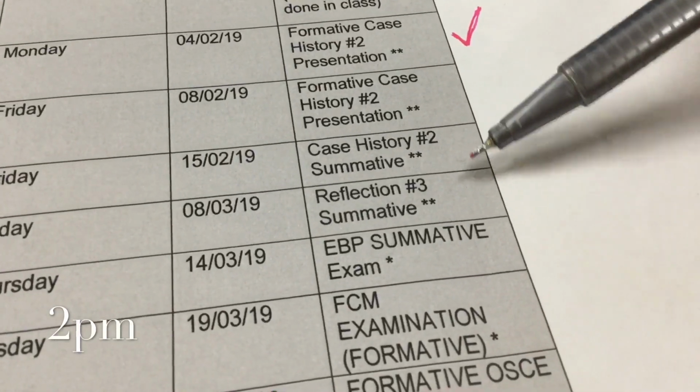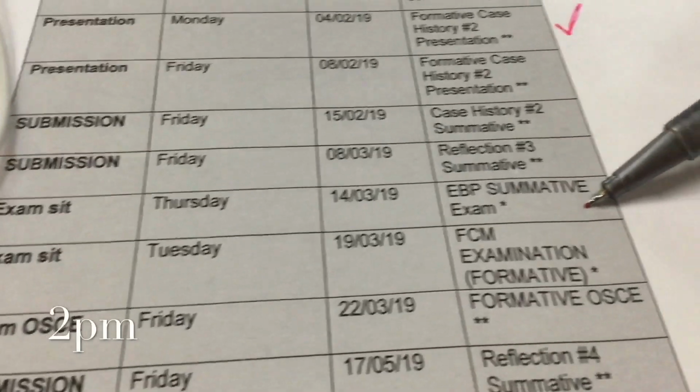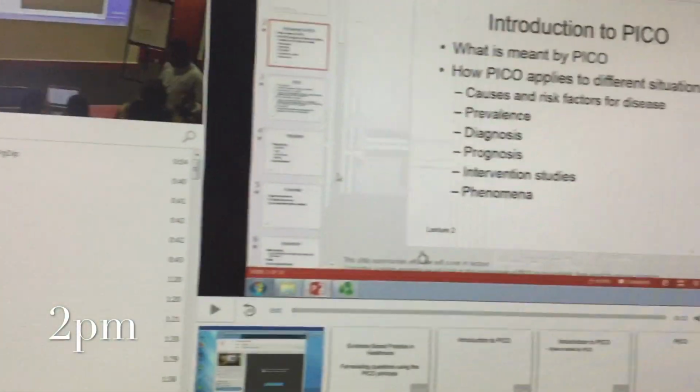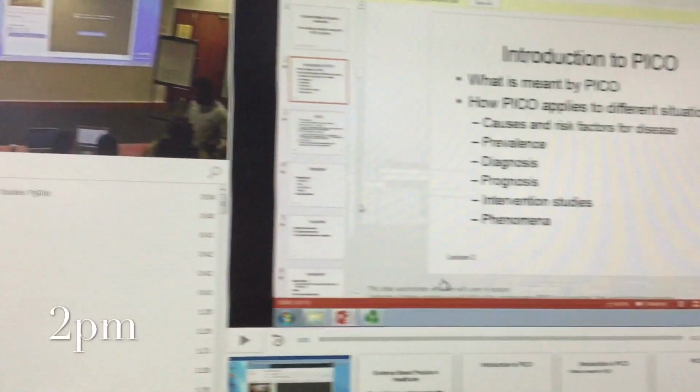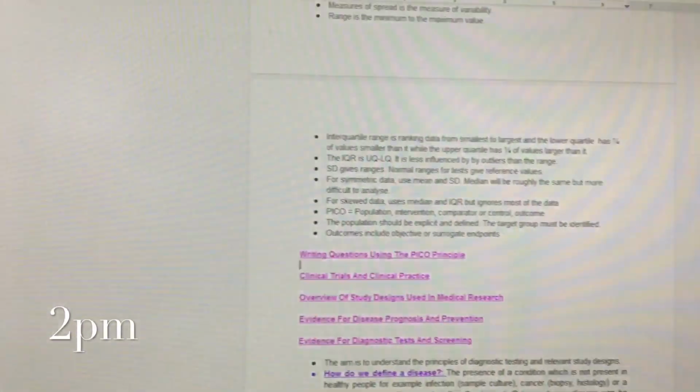So these are my other deadlines that are coming up, and I've got that EBP summative exam on the 14th of March, which I'm going to be preparing for, and I'm just listening to one of the EBP lectures right now and trying to make some notes. That's what I'm trying to do here.